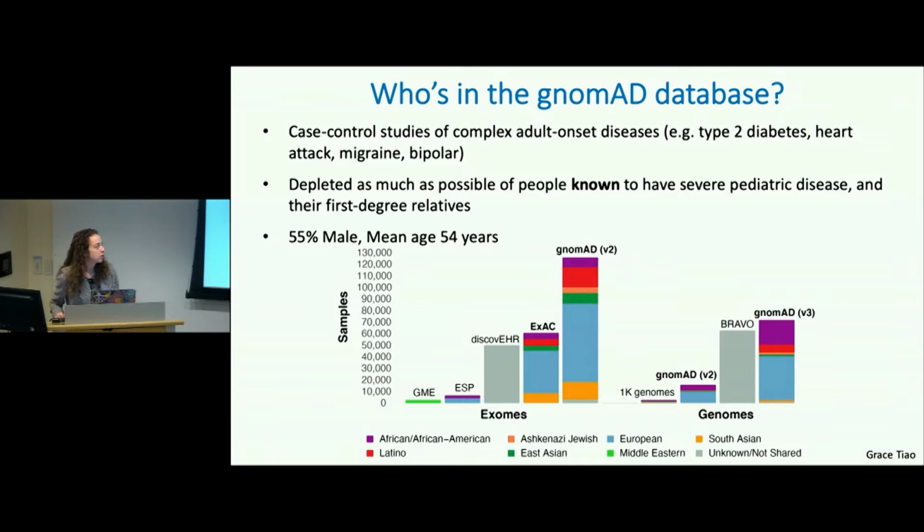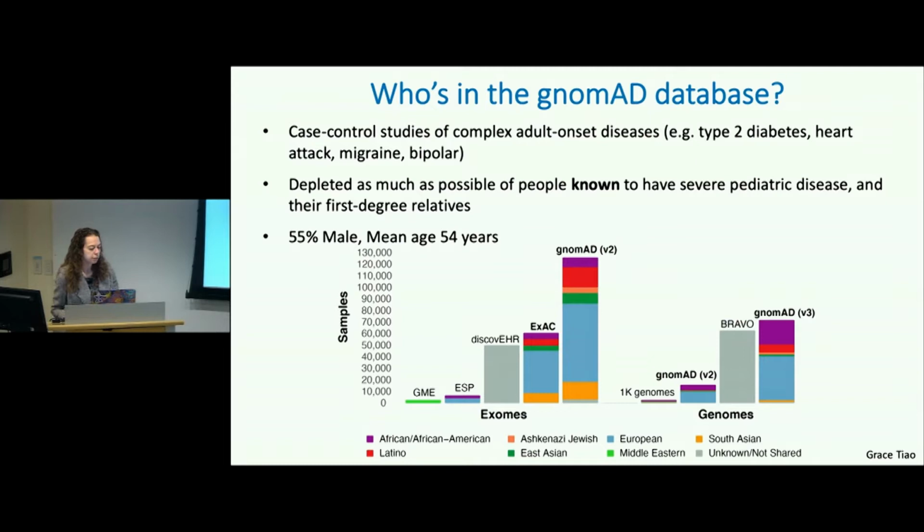so things like type 2 diabetes, heart attack, migraine, bipolar. But we don't include data sets that are recruited for more Mendelian conditions, particularly pediatric onset conditions. So we wouldn't take rare disease cohorts. We don't have any autism cohorts included. We wouldn't take cardiomyopathy cohorts, as we're trying to not inflate the allele frequencies in the data set. We also don't take the parents from those studies because that would also increase carrier frequencies.